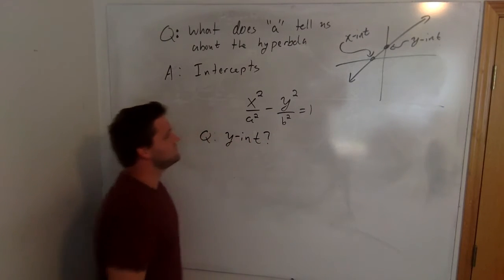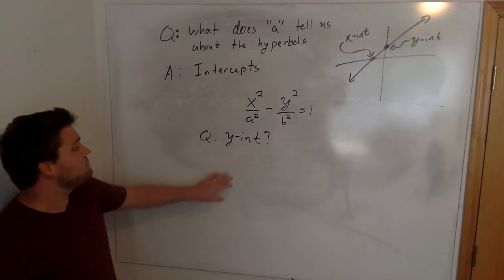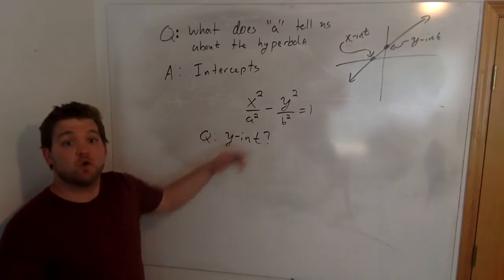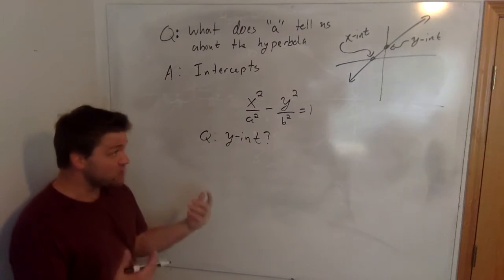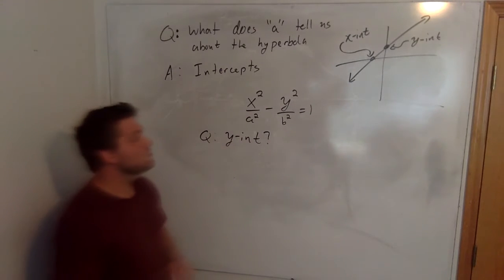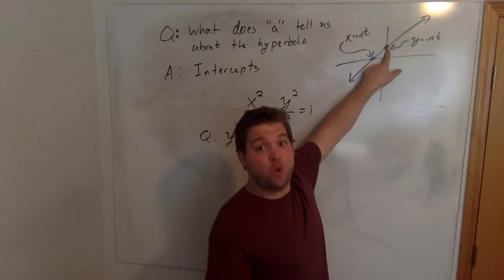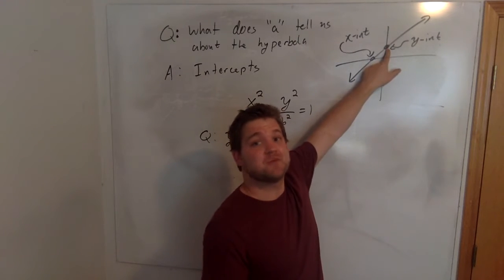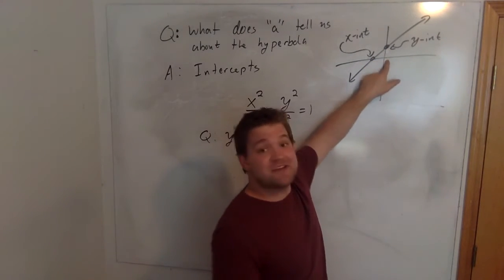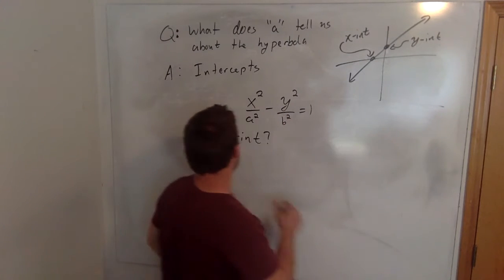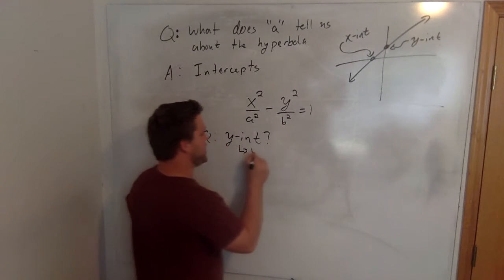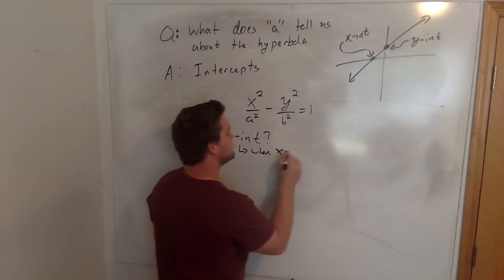Y-intercepts? I don't know. Let's see. If this had y-intercepts, what would be true? What's true in general about a y-intercept? Well, notice for a y-intercept, we always know one of the coordinates. Y-intercepts have an x-coordinate of 0. So for a y-intercept, this is when x is equal to 0.